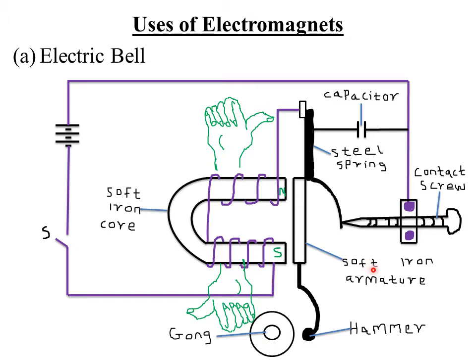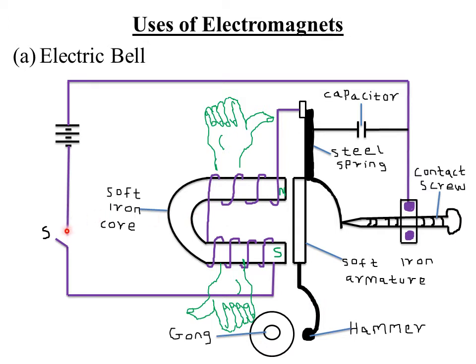Now, when this soft iron armature is getting attracted to the magnetized soft iron core, remember now the hammer actually gets pulled to hit the gong. That's why you hear now the sound. So the electromagnet induces magnetism in the soft iron armature or the soft iron strip, which is then attracted to the poles of the electromagnet.